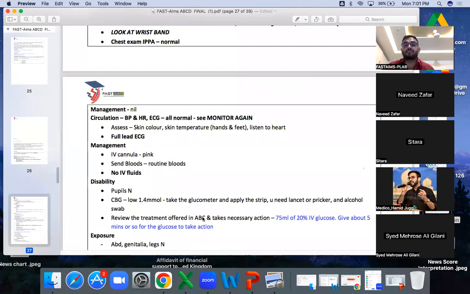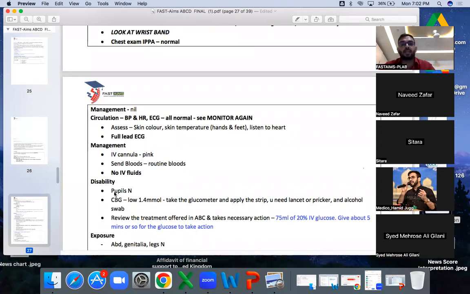Actually, the point is that this is a common scenario. This comes. I'm telling you, this is coming in the exam. They want to check disability. How do you perform in disability? For example, in disability, you need not do the GCS. Why? You have already done it. They have given you the score. Is this on the GCS?